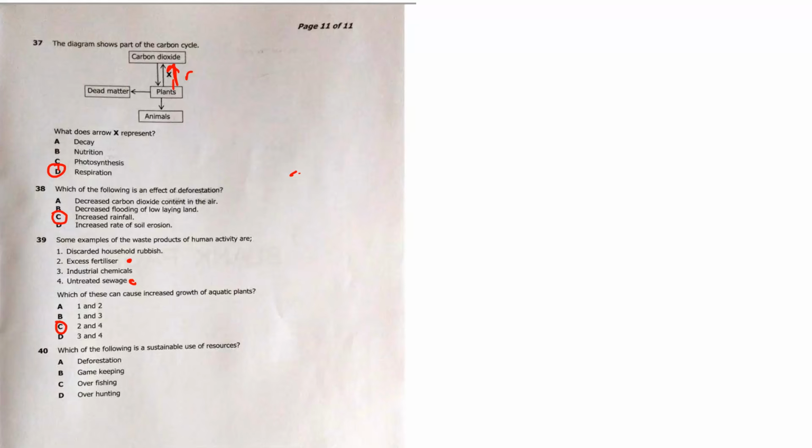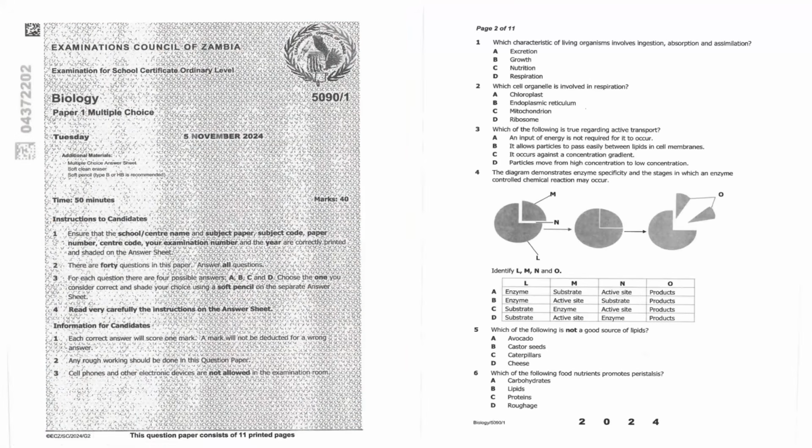Which of the following is the sustainable use of resources? Deforestation, game keeping, overfishing. So the answer is B. All right, we are up to the 2024 paper. That is the November paper. Let us look at what we have here.